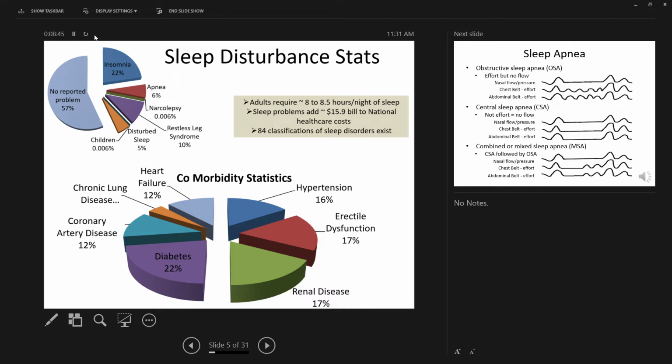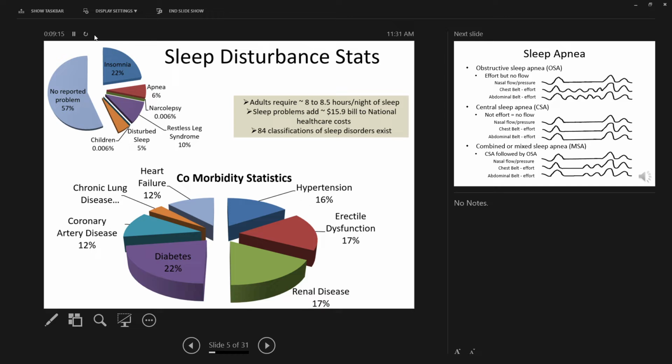Now, sleep disturbance is actually not uncommon, and there are a lot of different types of sleep disturbances. In the figure to the upper left-hand corner, these are disturbances specifically related to sleep. So some examples that are up here are insomnia, apnea, narcolepsy, which we'll talk about, restless leg syndrome, disturbed sleep from other reasons, children, and some issues that are not necessarily reported.